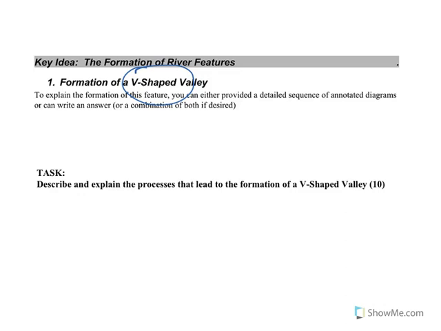An annotation is something that's a lot more detailed than a simple label, and I'll show you how that is done in today's tutorial. Once you've drawn those sequence of diagrams, you're then going to be asked to turn that into a full paragraph that describes and explains the processes that lead to the formation of a V-shaped valley. So there's actually 2 answers. Your first one is going to show you how the diagrams answer that question, and the second answer, this task here, is going to ask you just to write it without using diagrams.